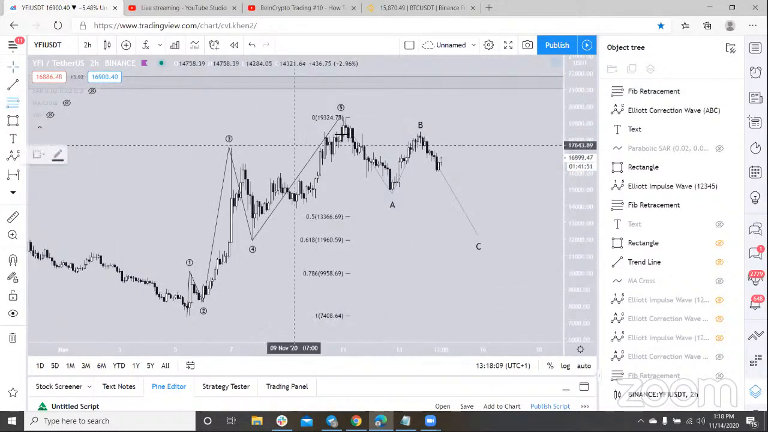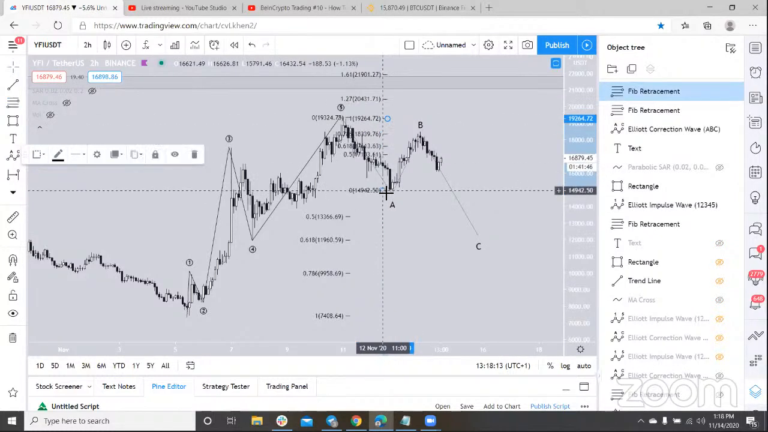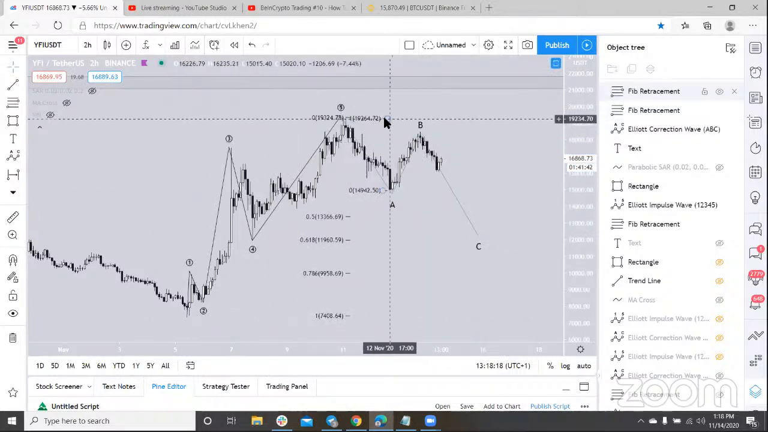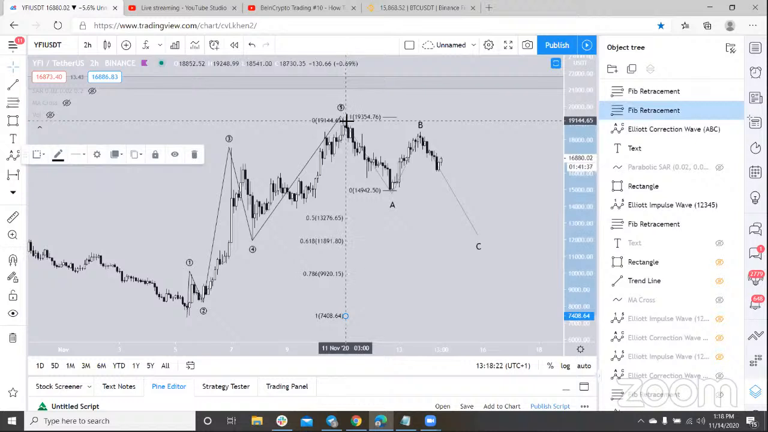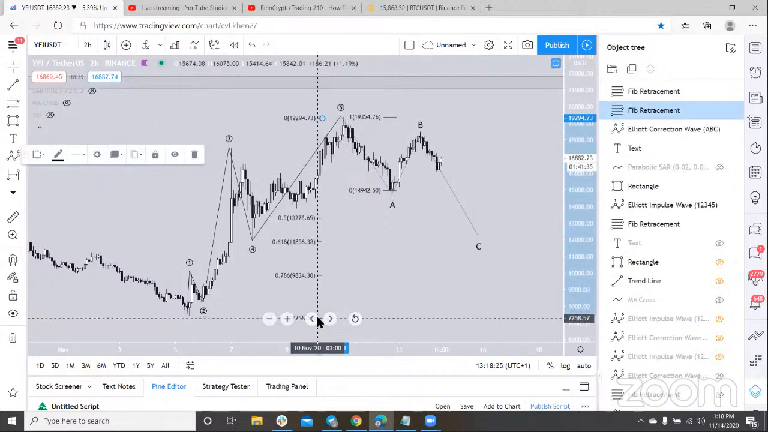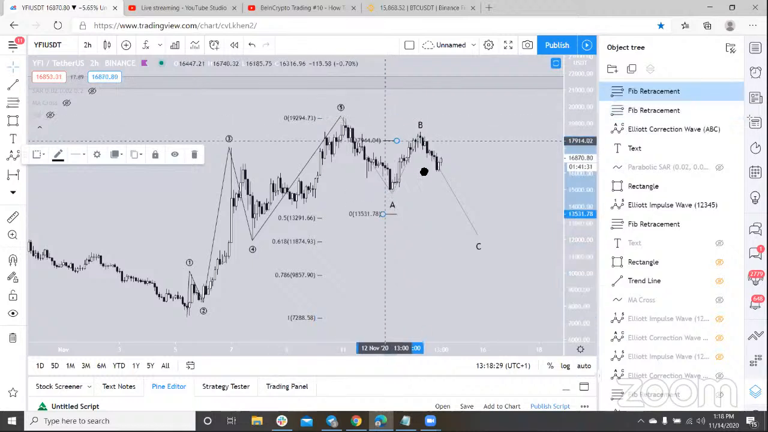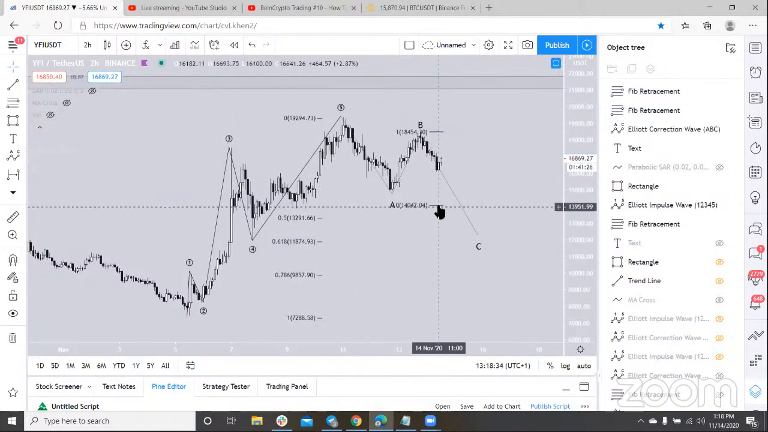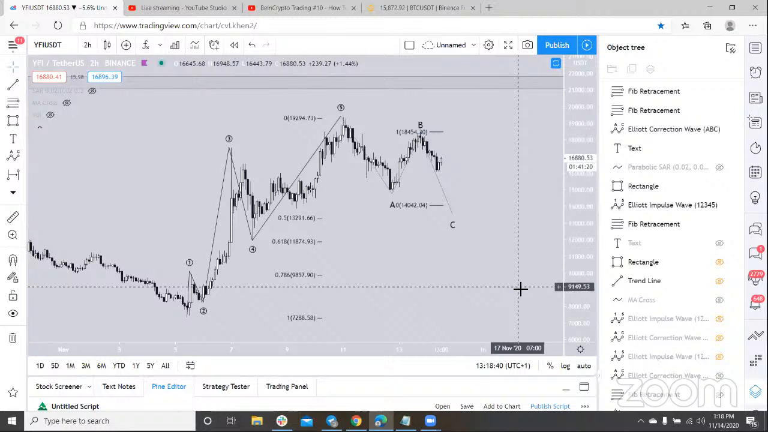Second, projection. A and C waves often have a 1-to-1 ratio. So you measure the A wave. That's the A wave, right? That is the A wave. You take it and you project it at the top of the B wave. And it's closer to the 0.5. So in this case, you would expect a relatively short correction.